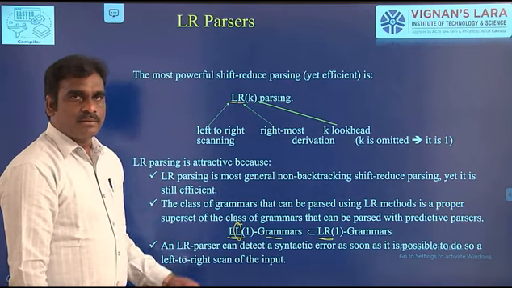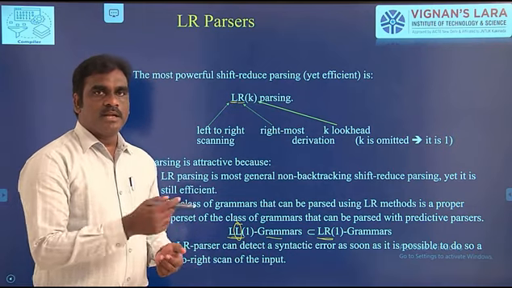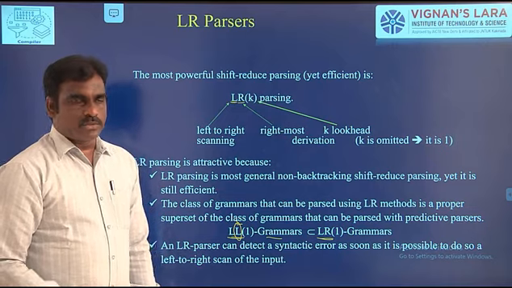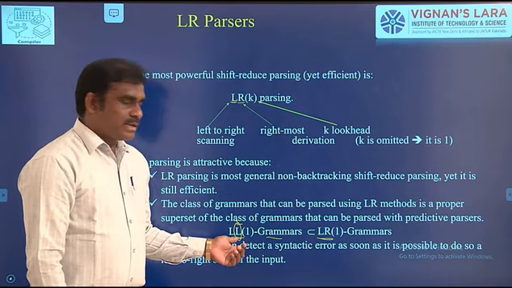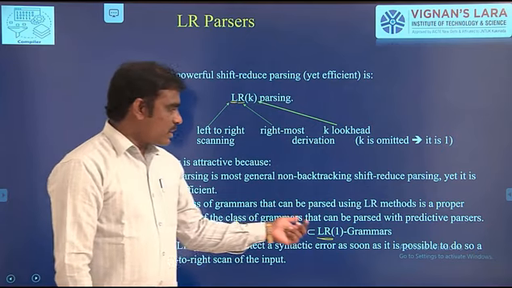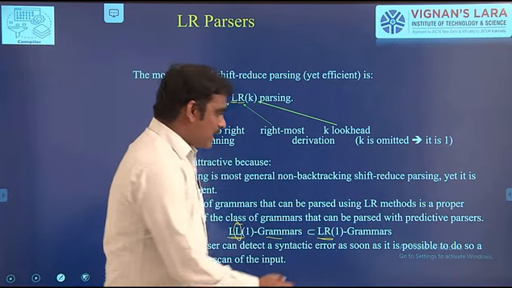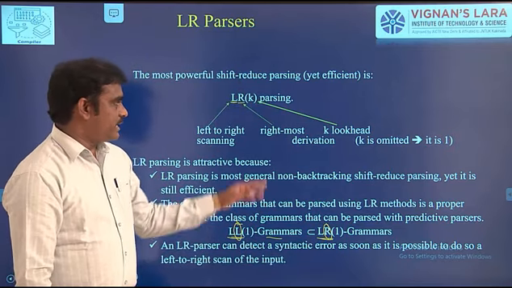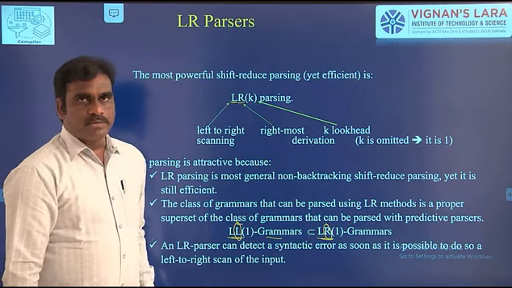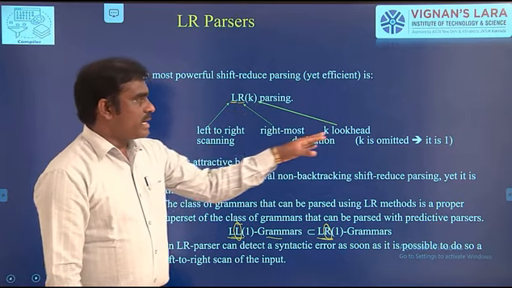In a context-free grammar, we have two types of derivations. One is leftmost and the second one is rightmost derivation. So in the top-down parser, we have to apply leftmost derivation, whereas in the bottom-up parser, we have to perform R. The second symbol is R, so here R means rightmost derivation. And the K means look ahead symbol.